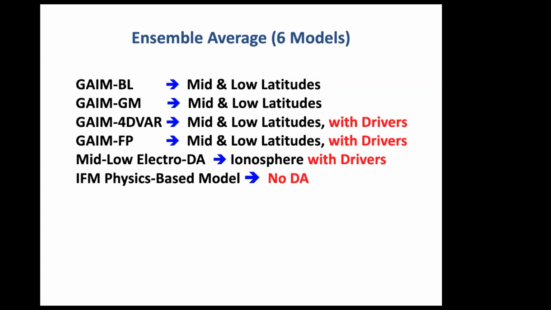The models selected for this study are the 4 GAIM models that we've been using all along and a new mid-low latitude electrodynamic data assimilation model. This model also provides drivers, and it is based on the physics-based Ionospheric Forecast Model. And the 6th model is the Ionospheric Forecast Model. There'll be no data assimilation here, of course, it's just a physics-based model.